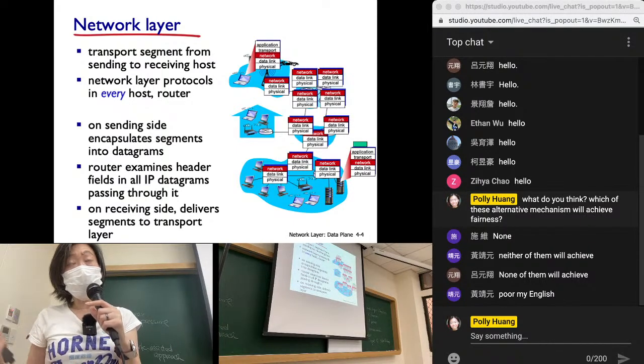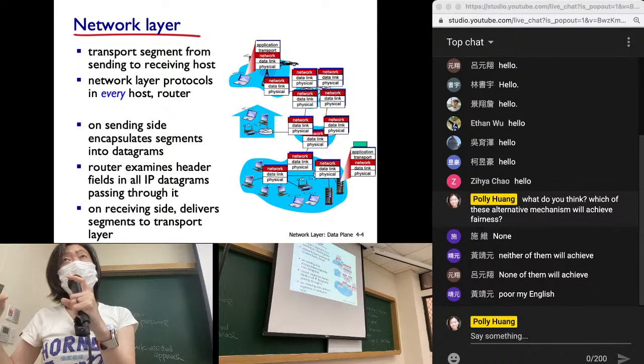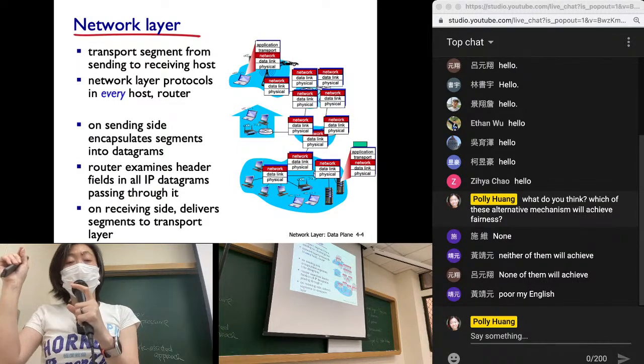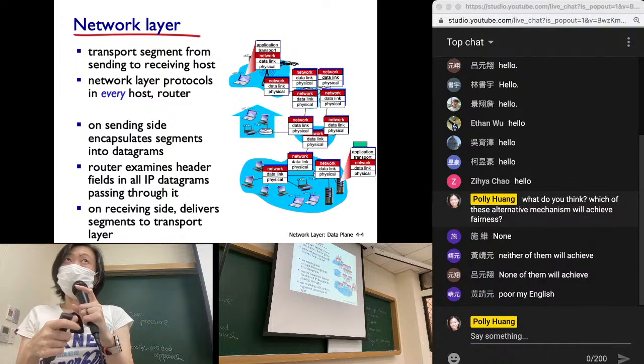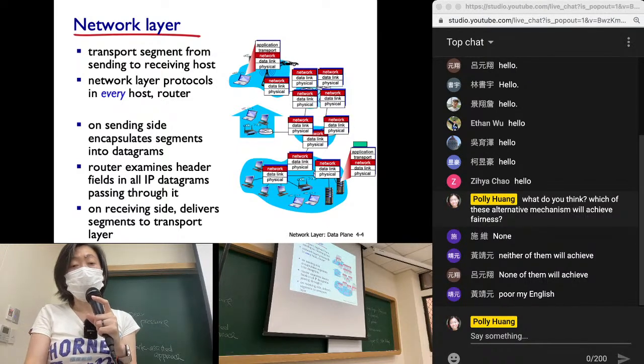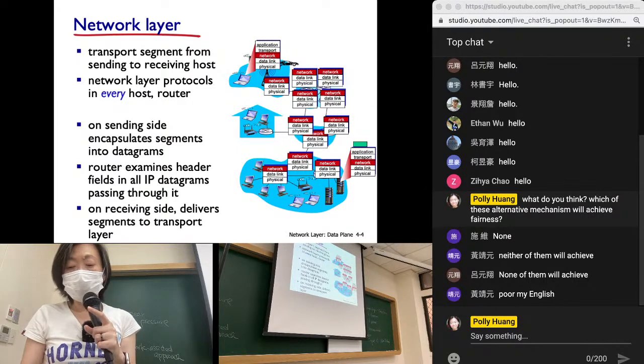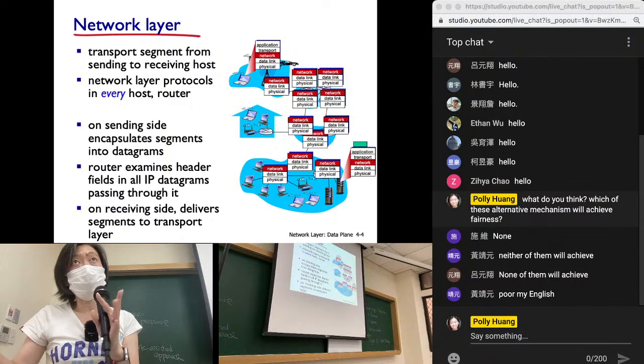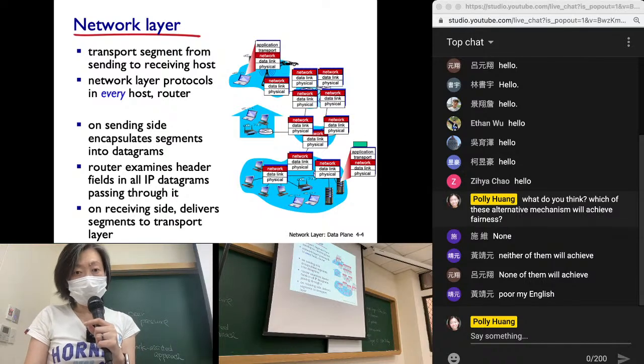So that packet is going to be received by the network layer of the receiver. The network layer header is going to be extracted, removed, and then the remaining segment is going to be passed up to the transport layer. All right, so that's essentially how a packet flows from the network layer's point of view.